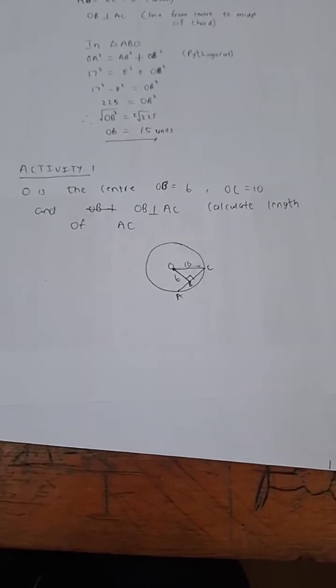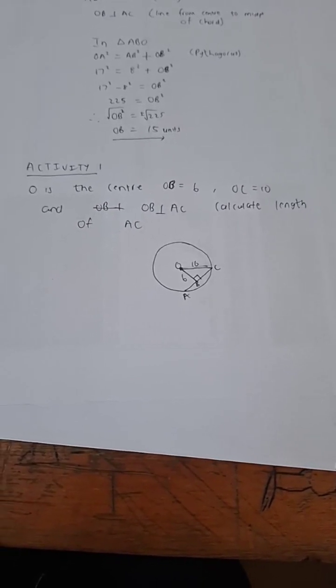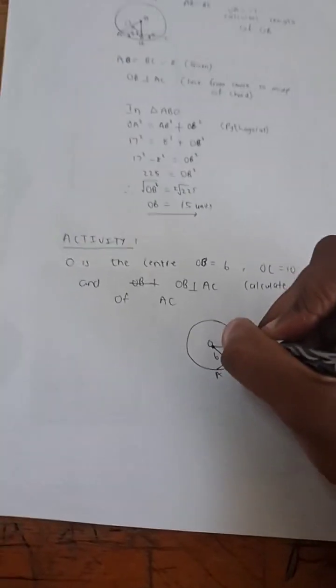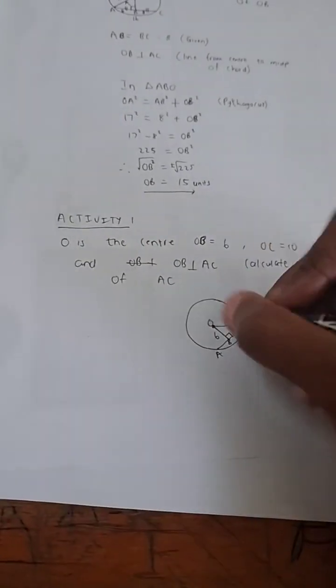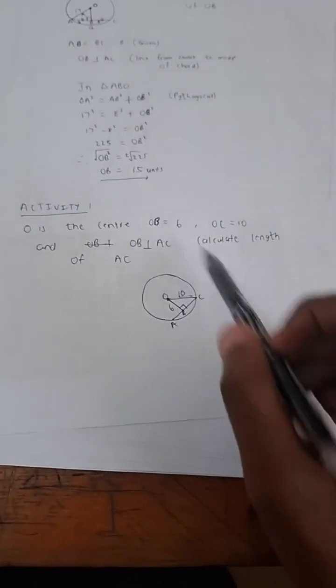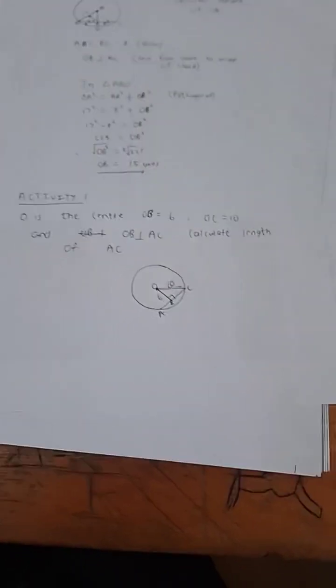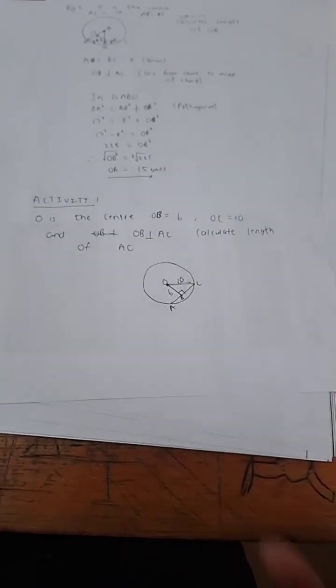O is the center, OB is equal to 6, OC is equal to 10, and OB is perpendicular to AC. Calculate the length of AC. So I'm going to give you guys a chance to do this, so that you can check for these first two theorems: are you feeling it? Are you getting into the groove of things?